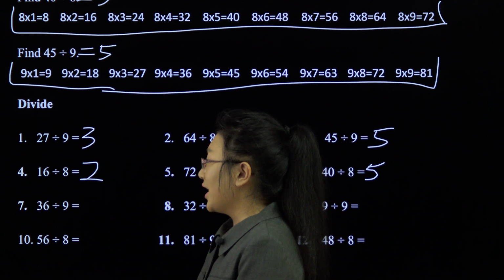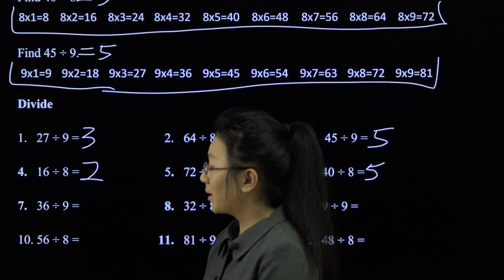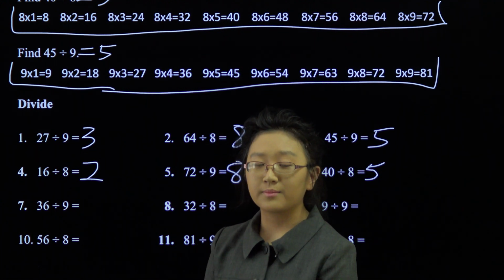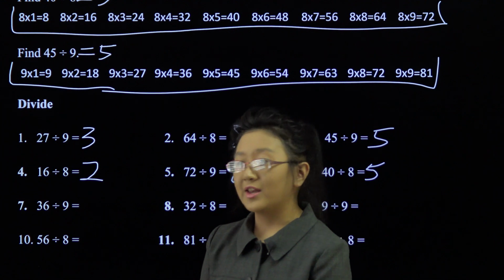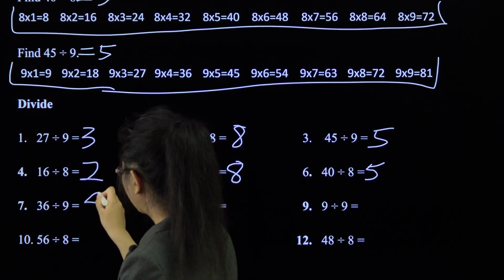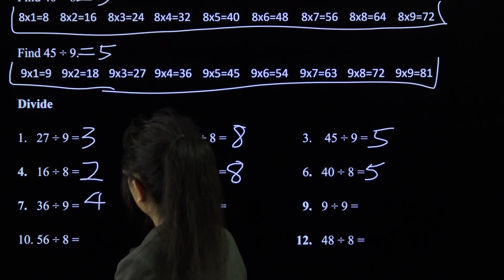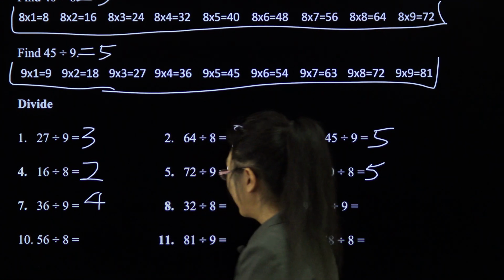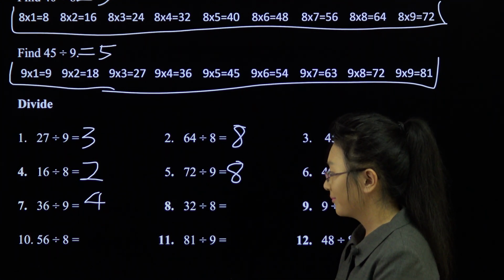36 divided by 9. 9 times 4 equals 36. 36 divided by 9 equals 4. 3, 2, 4. Okay. That's not that big of a pattern, so it's not that concerning.